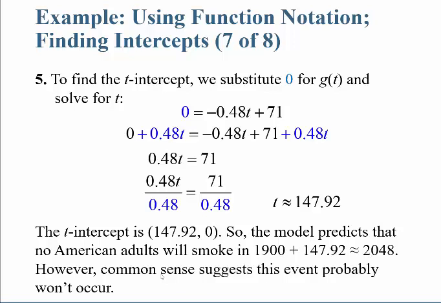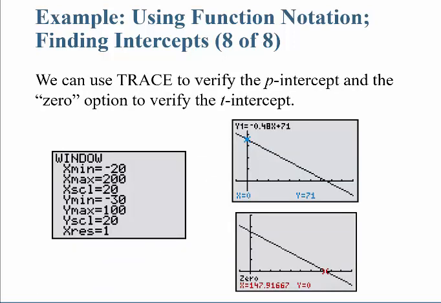However, do you think there's going to be no smokers in the United States in 2048? Just common sense suggests that this event probably won't occur. There'll still be smokers. So there's another model breakdown. And again, that's okay. You can plug the equation in your graphing calculator and use the trace and the zero option to verify the t-intercepts, and you'll see we did accurately solve for them.